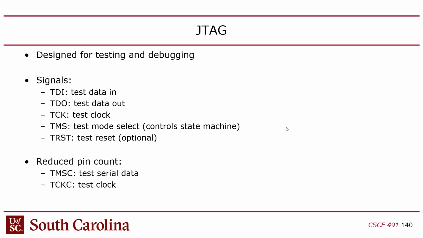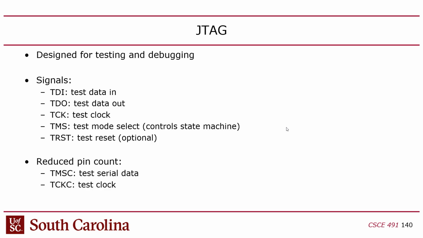Does that make sense? So that's what TDI and TDO is. It's the same as using MOSI and MISO in a daisy chain. And then there's a test clock, which is TCK, because JTAG is a synchronous protocol. It has a clock. But the part that's really interesting about JTAG is this signal, TMS, test mode select. This is where things get really kind of cool.